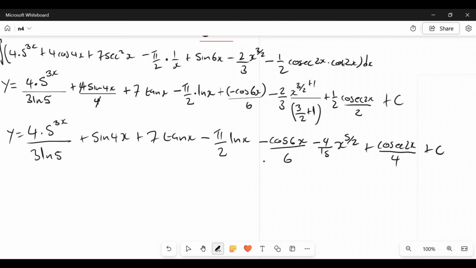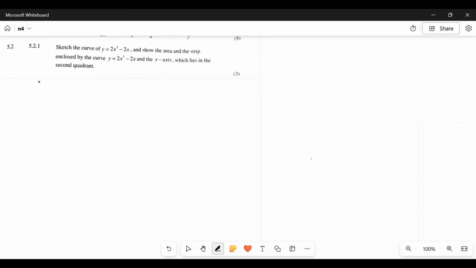How about we do 5.2? All right, guys, here is our question 5.2. Now, as you can see here, 5.2 has 5.2.1. Let's read the question and solve this problem.